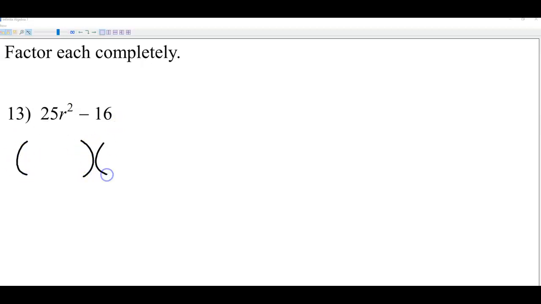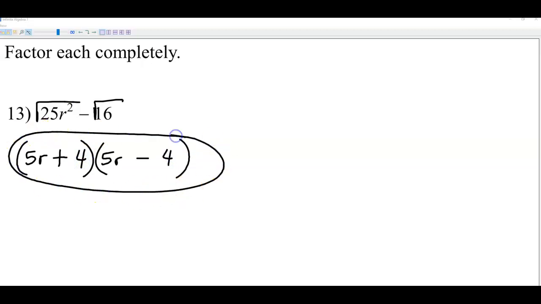When you have a difference of squares problem, your answer is always going to come in the form of a plus and a minus like that. You take the square root of the first term to find the first term of each set. Take the square root of the last term to find the second number in each set. And that would be your factored results.